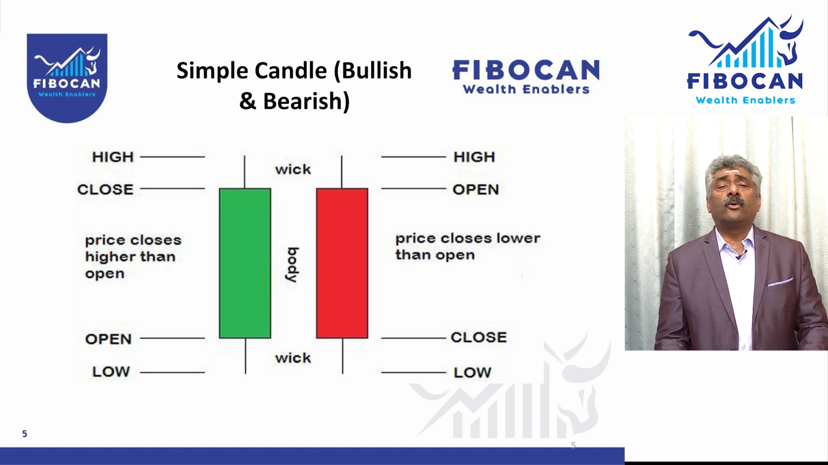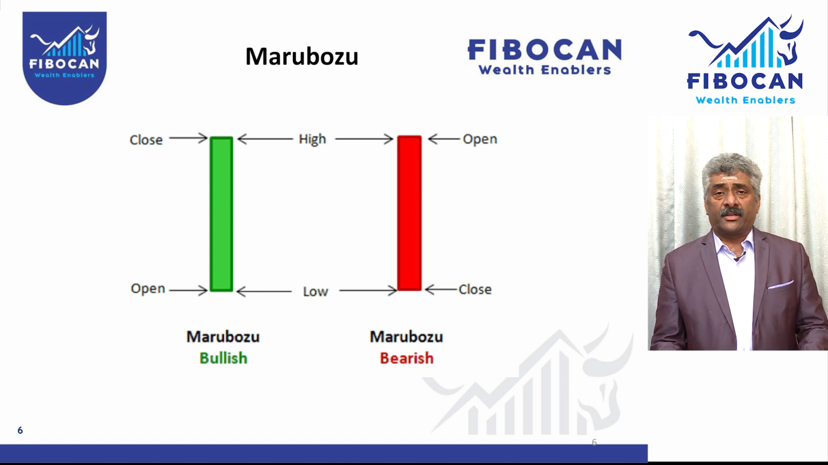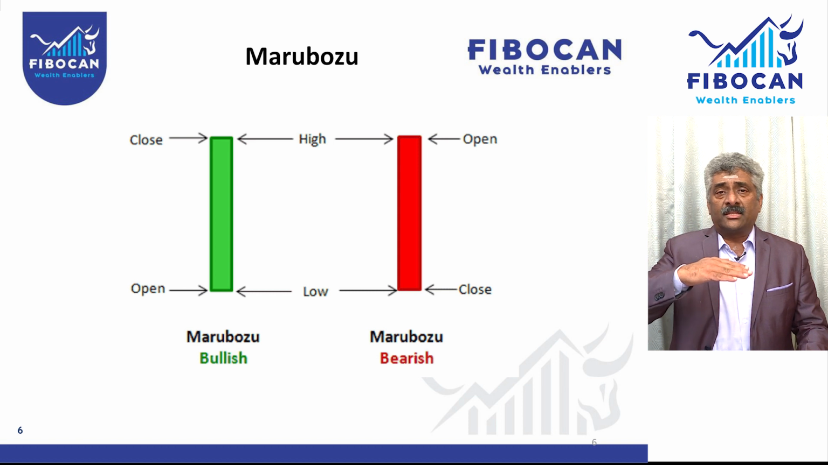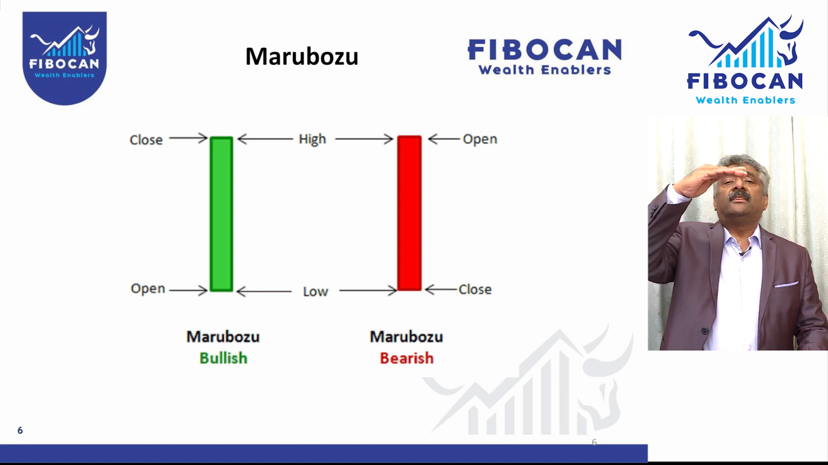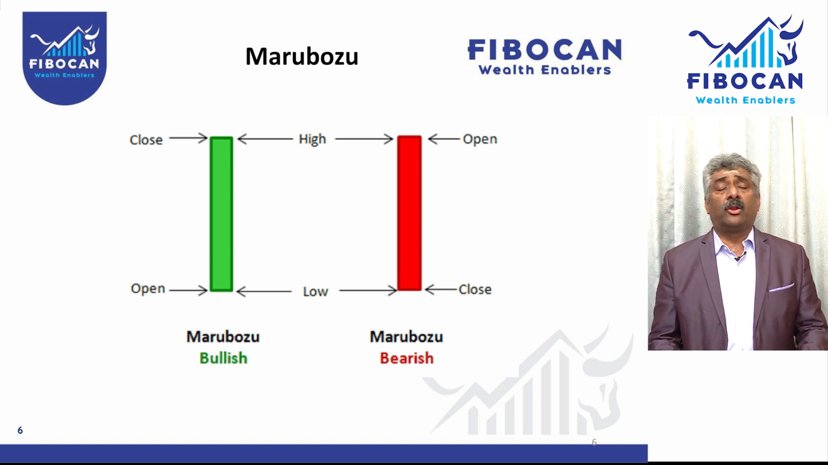What is Marubozu? Marubozu is like a simple candle, except that there are no upper and lower wicks. It doesn't mean there are no highs and lows. It's not that way. The highs and lows are just not visible. That's the only difference. That means the open is at a lower price, the low is near the open, and the close is at the highest point. That we show as a green Marubozu.